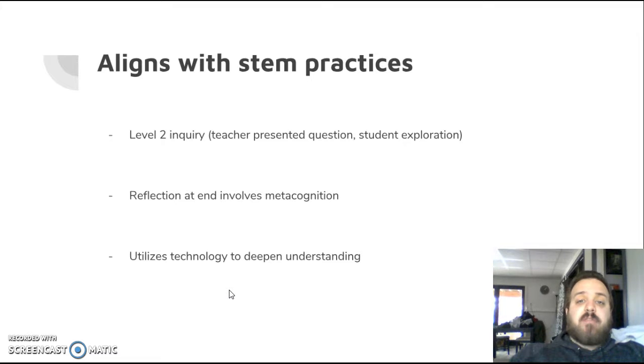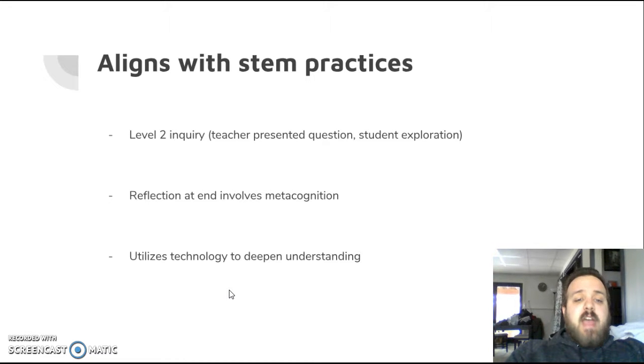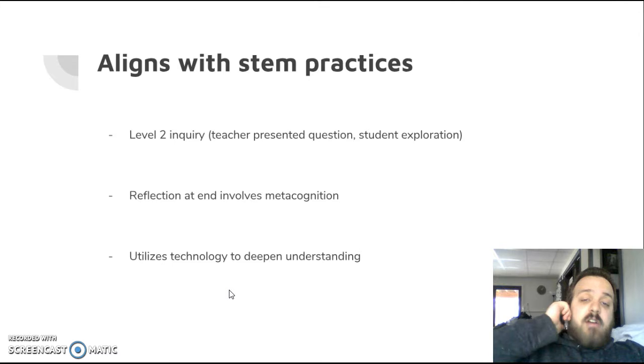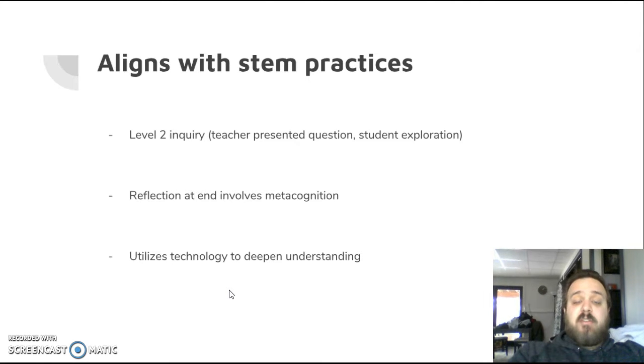So just how this aligns with our STEM practices. I think this is a level 2 or level 3 level of inquiry, depending on which chart you're looking at. Basically, I'm presenting the question, saying, hey, what's weird going on with these graphs, and they explore what's going on with that. But the students are pretty much doing the exploration and the inquiry here. Also, what aligns with some STEM practices is the reflection at the end, which is an example of metacognition. My kids are really going to review their thought processes and think about how they can improve on what they're doing. Also, this is going to utilize technology in terms of students graphing. They're going to use an app called Desmos, which you'll see in a moment when I do my activity, and that's going to give them some deeper understanding they might not be able to get without that use of technology.